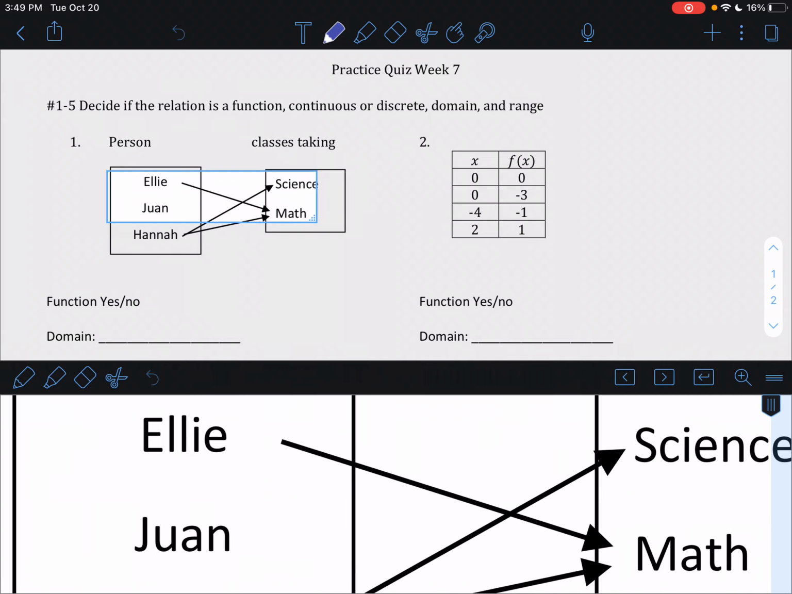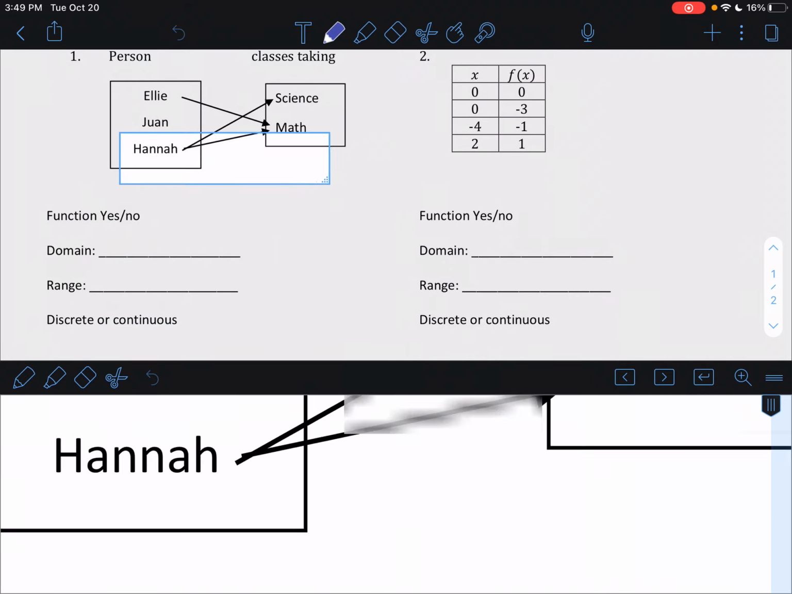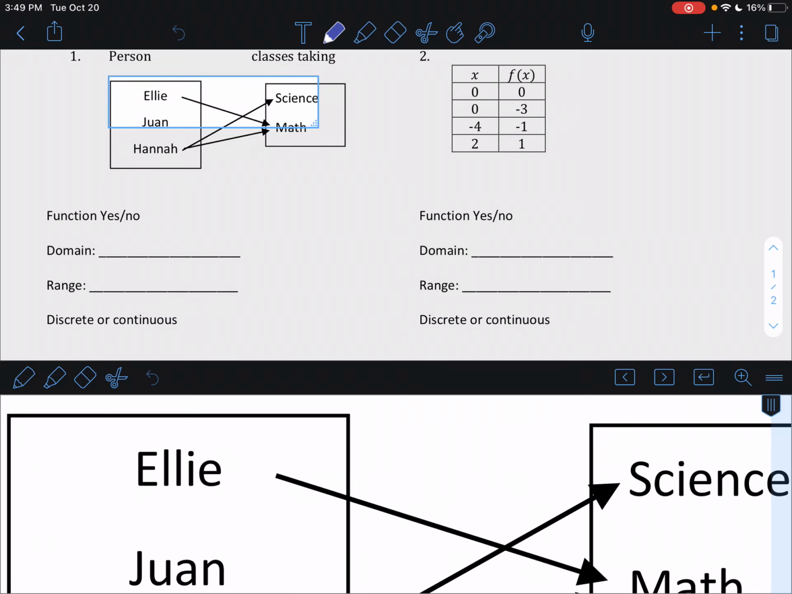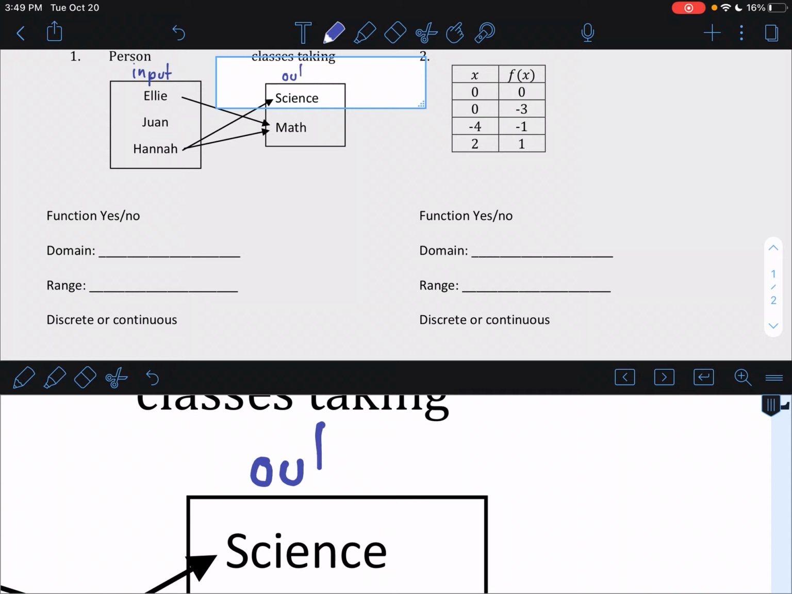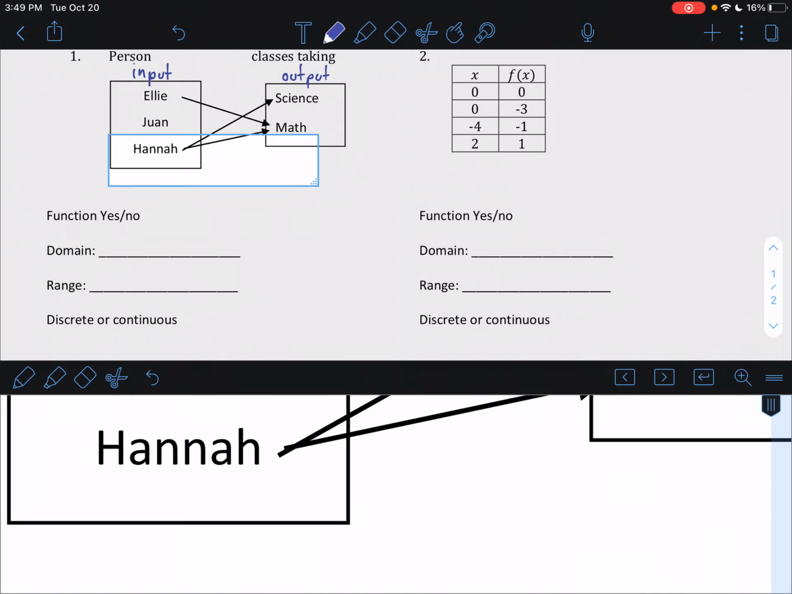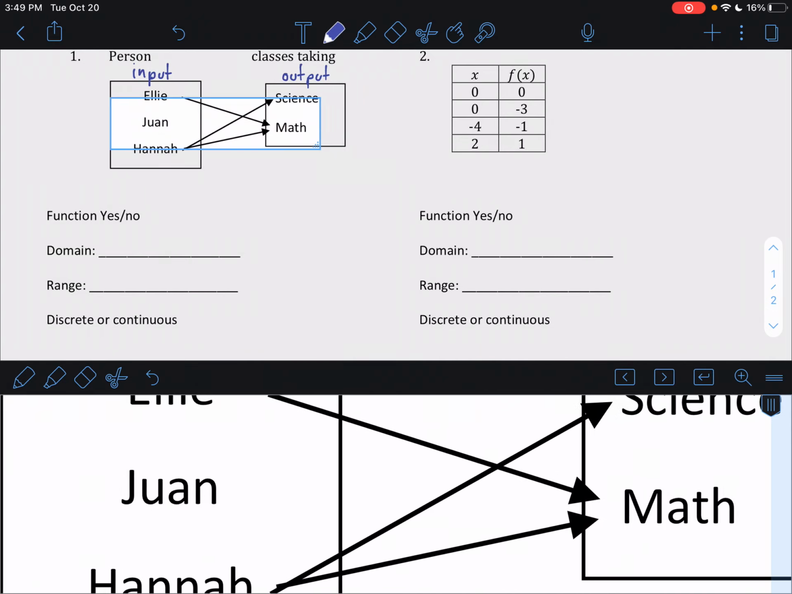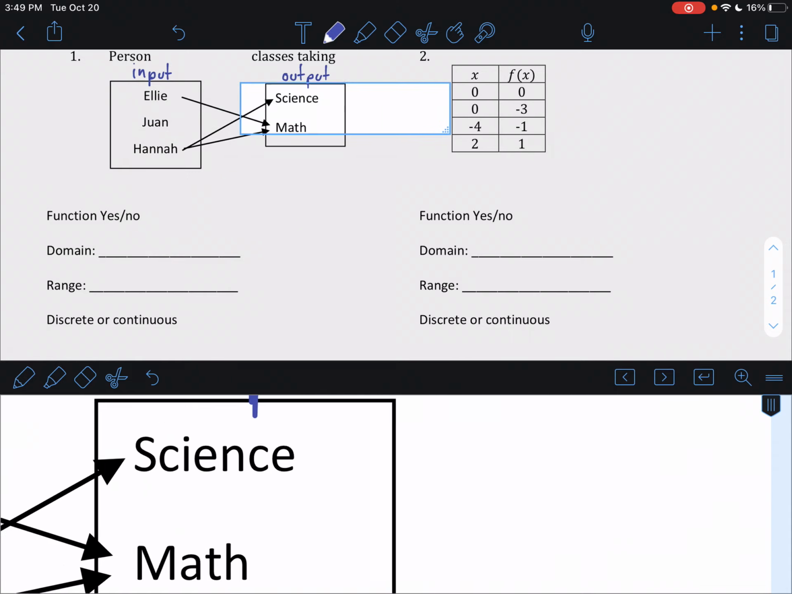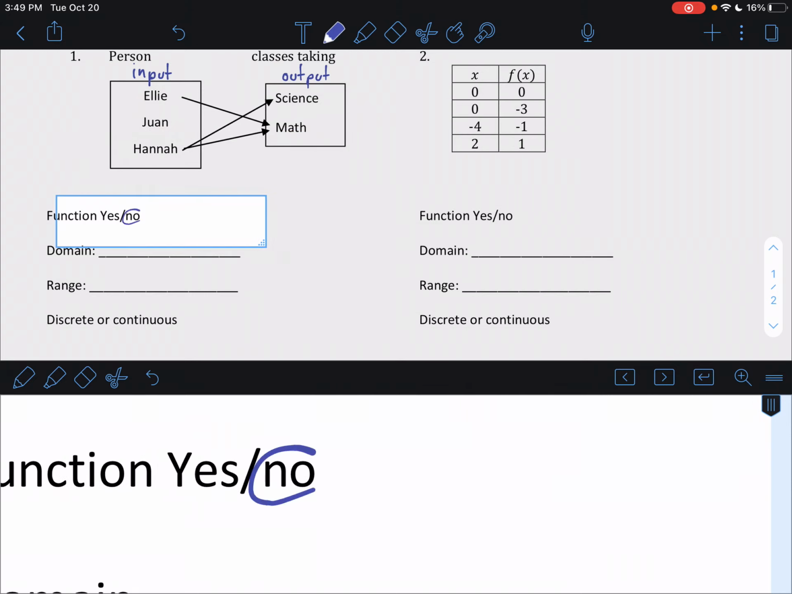So this first one, we've never really seen a function with non-numeric inputs before, but it still works. Or a relation, I guess. Because these are my inputs. These are my outputs. And first thing we want to do is identify if it's a function. So this one, I see Ellie is only taking one class, Juan is taking no classes, and Hannah is taking 2. So since there are 2 outputs for the one input, then this is not a function.